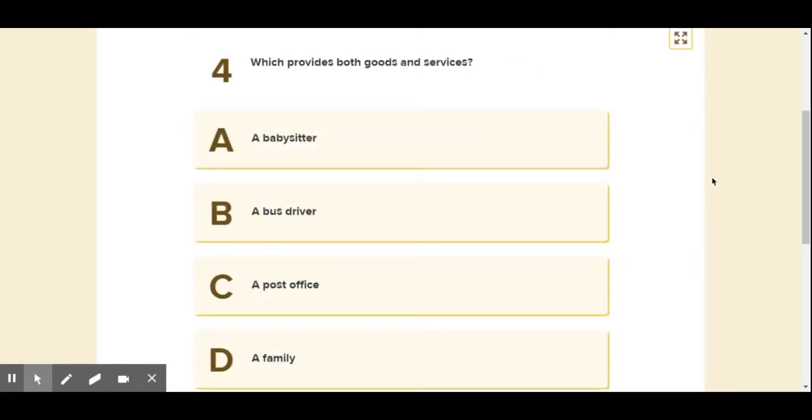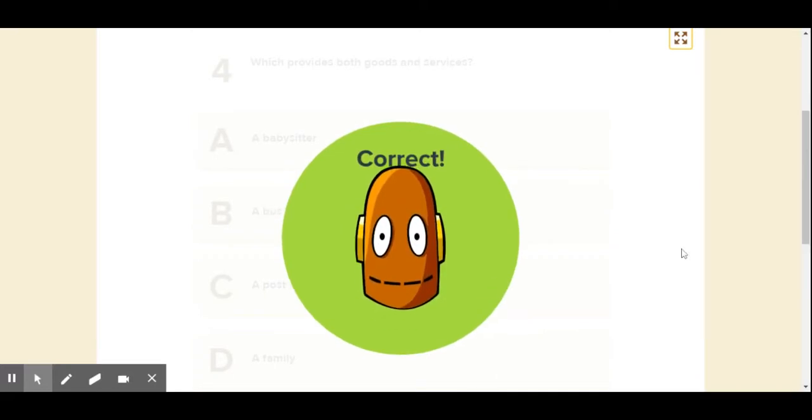Question 4. Which provides both goods and services? A, a babysitter. B, a bus driver. C, a post office. Or D, a family. Which provides both goods and services? If you said letter C, a post office, you are correct.